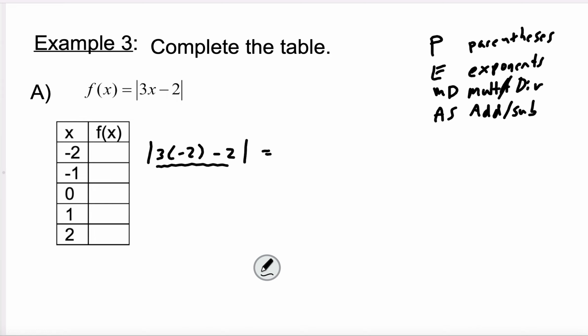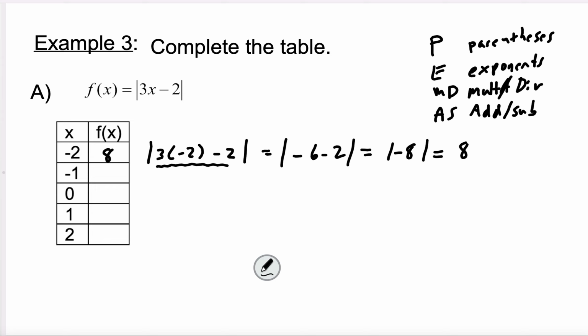So in here, inside the absolute value, we've got multiplication and we've got subtraction. We have to do multiplication before we subtract. So 3 times a negative 2 there is a negative 6. And then minus 2 gives us a negative 8. And whatever comes out of the absolute value has to be a positive value. So it has to be a positive 8. So negative 2, 8 is our first ordered pair there.